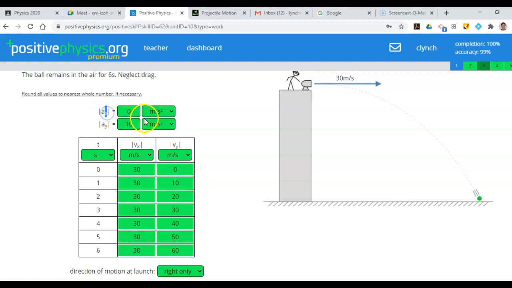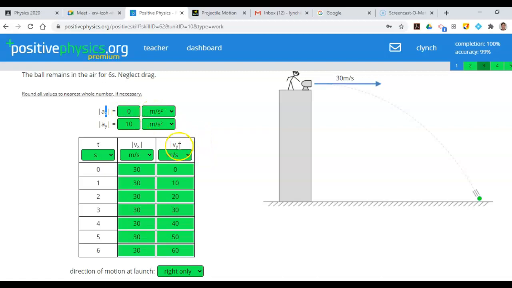In the x direction, there is no force. There is no gravity pulling objects sideways, pulling objects in the x direction, or pulling objects horizontally. And so we say the acceleration is 0. There is no force. There is nothing pulling objects horizontally. So the acceleration in the horizontal direction is 0.